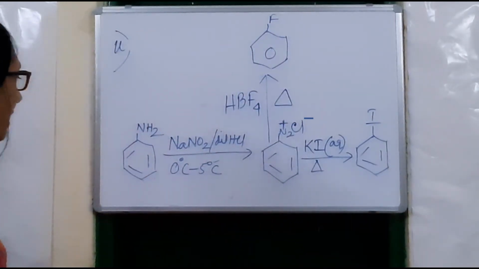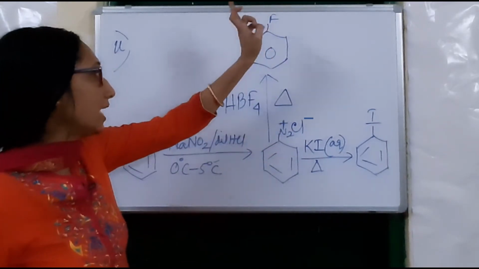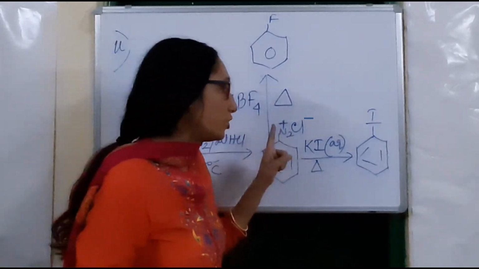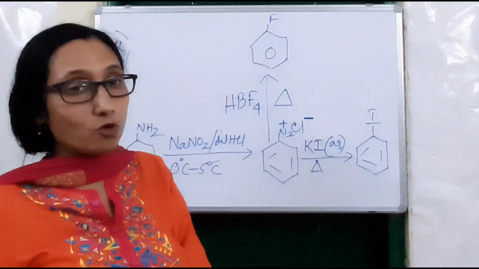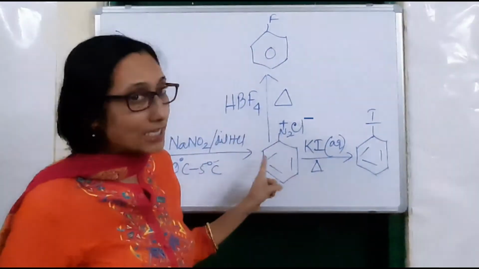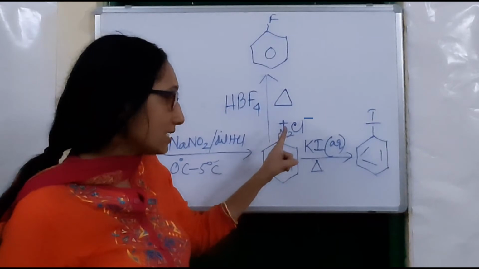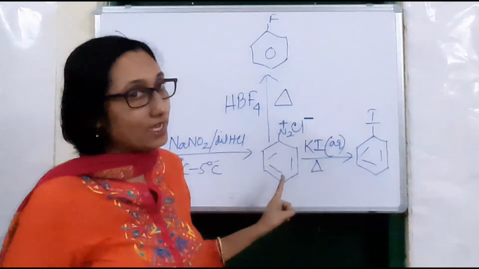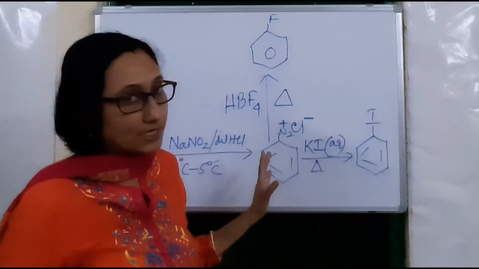So this is the route. Aniline, benzene diazonium chloride, heated with HBF4, we will get fluorobenzene. And the same benzene diazonium chloride, when you heat it with potassium iodide, you will get iodobenzene. And what about chlorobenzene and bromobenzene? This benzene diazonium chloride, when you treat it with Cu2Cl2 and HCl or CuCl and HCl, you will get chlorobenzene. And the benzene diazonium chloride, when treated with CuBr and HBr or Cu2Br2 and HBr, will give you bromobenzene.